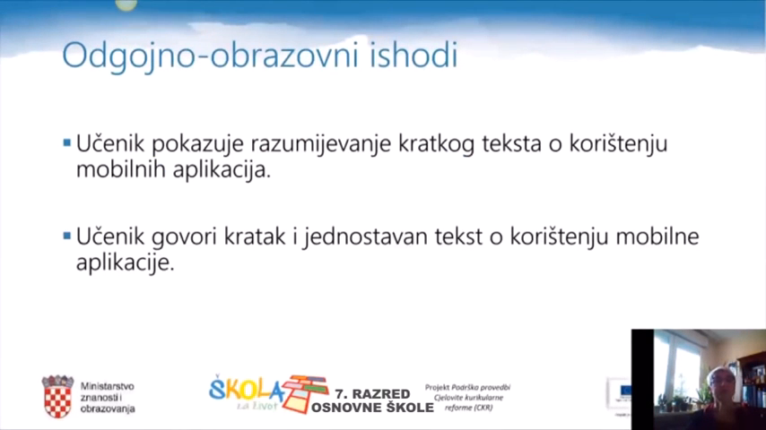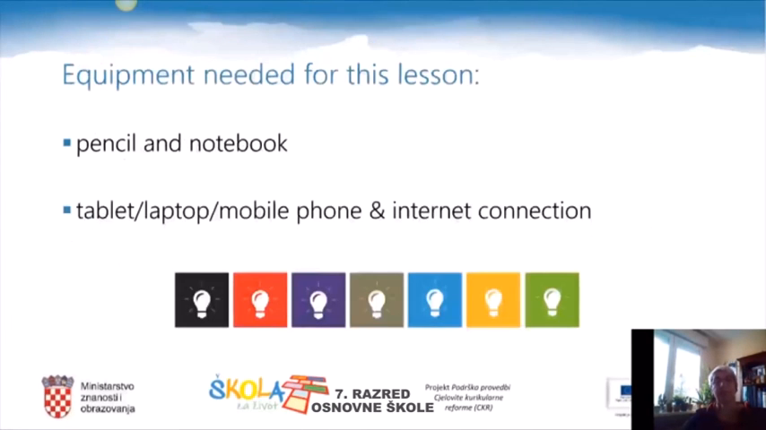By the end of today's lesson, you will be able to understand a short text about mobile applications and you will be able to talk about apps. The equipment that you need for today's lesson is your notebook and your pen or pencil to write with, and your mobile phone, your tablet or your laptop with an internet connection. If you are ready, let's start.